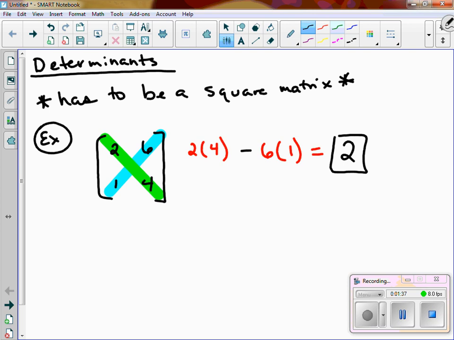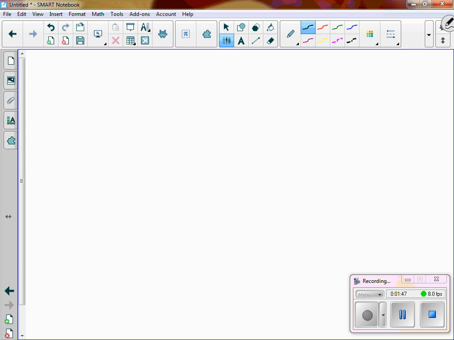Okay, so when you're looking at a 2 by 2 matrix, it's a little bit easier to work with just because you only have one diagonal minus the other diagonal. When you're dealing with a 3 by 3 matrix, it's a little bit trickier because you've got lots of diagonals. Try to keep these numbers small for you. That way it's a little bit easier to keep track of what's going on.